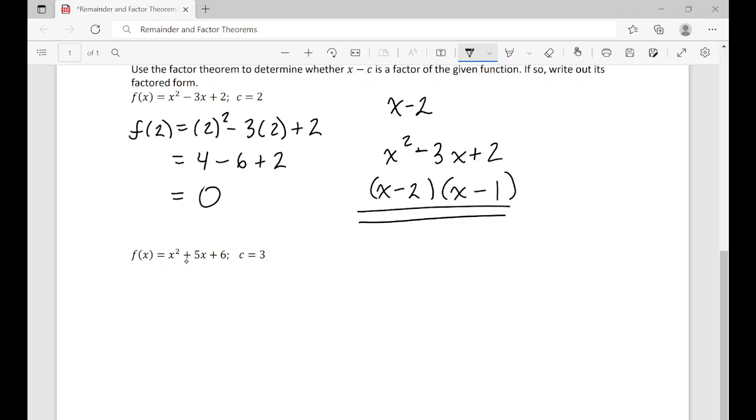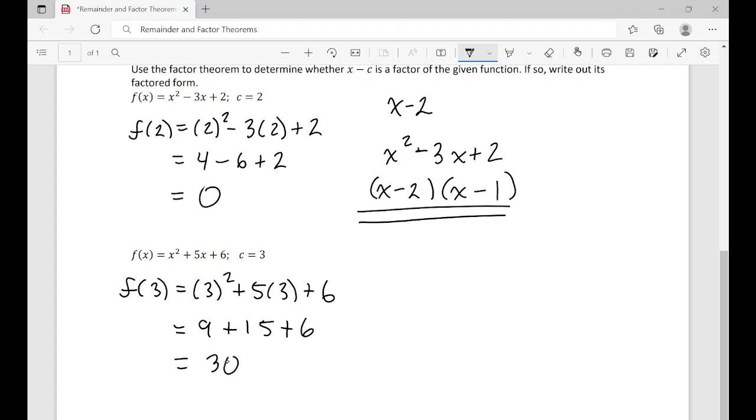Last, f of x equals x squared plus 5x plus 6, and c equals 3. So we're going to do f of 3. So 3 squared plus 5 times 3 plus 6 is going to give me 9 plus 15 plus 6. And when I add all those together, I'm going to get 30, which is not 0. So we can say that x minus c, in which case c is going to be 3, is not a factor.